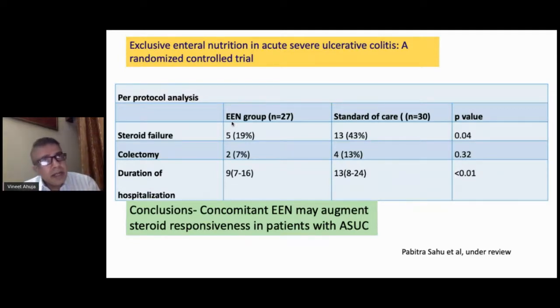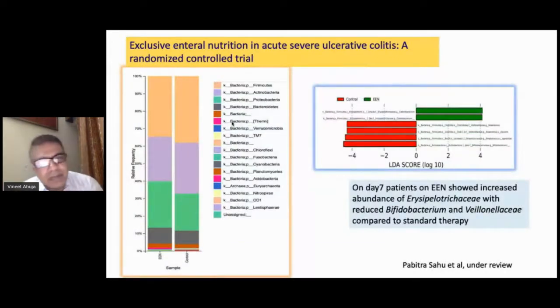As I told you, the second a priori hypothesis we had was that we were very sure the microbiome would surely change. When we looked at the microbiome, we were surprised. There was not much change in the microbiome. These are patients who were not given EN, these are patients who were given EN. Some change in species, but not much. This is not the kind of effect which we were anticipating, although we got a clinical effect for sure. We got a biochemical effect for sure. We got a decrease in inflammatory markers for sure.